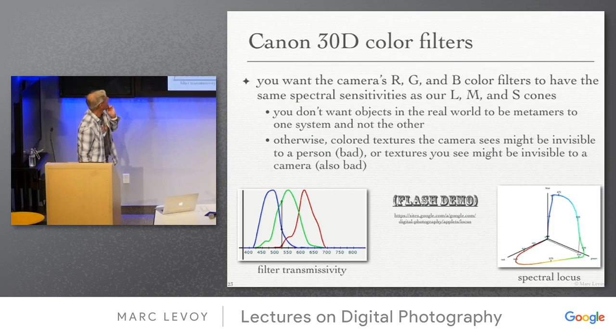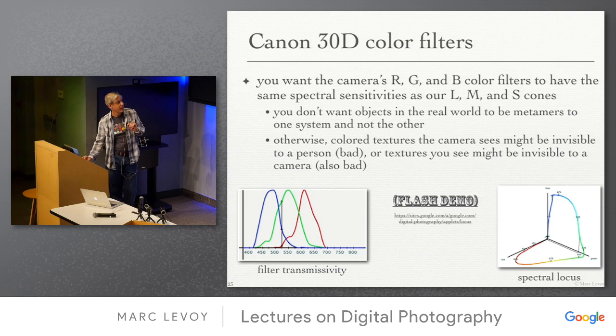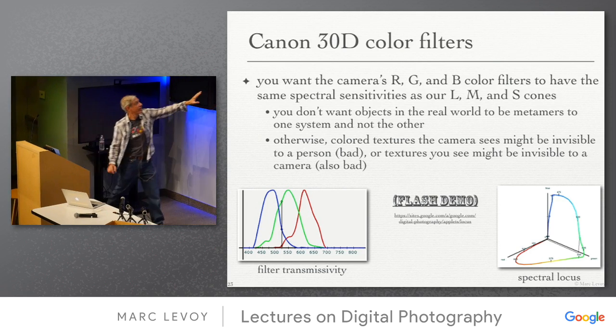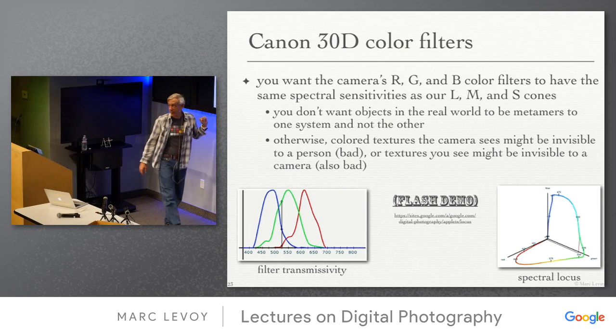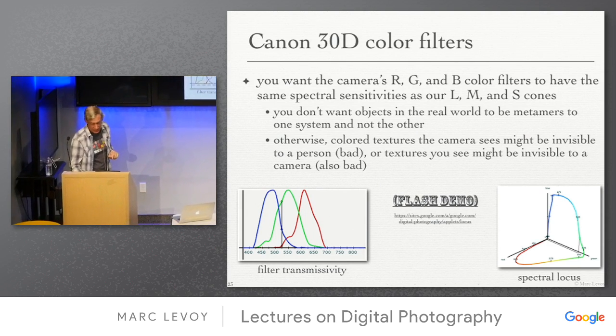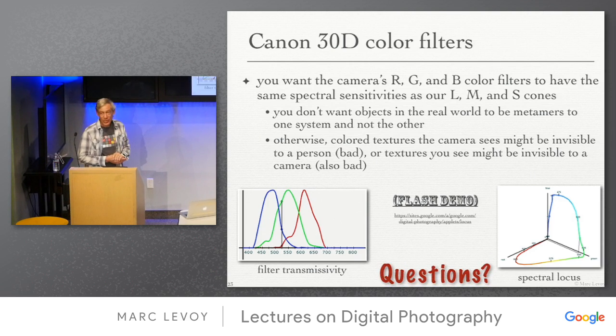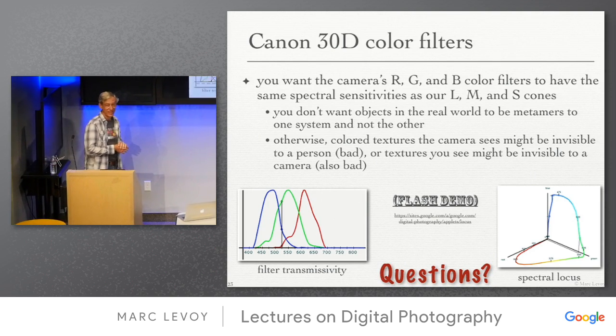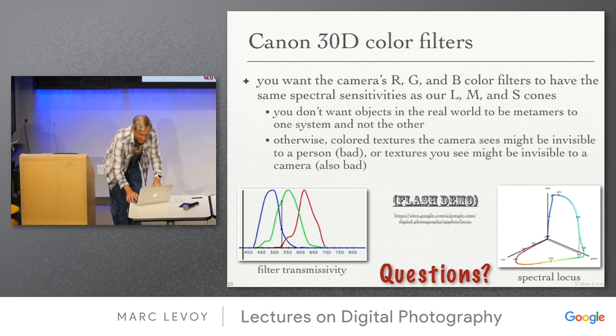Okay. So here's where we are. We've looked at the metamerism in a camera and seen that we want it to be roughly the same as the human visual system. Any questions on this? Let's see what the theory says.